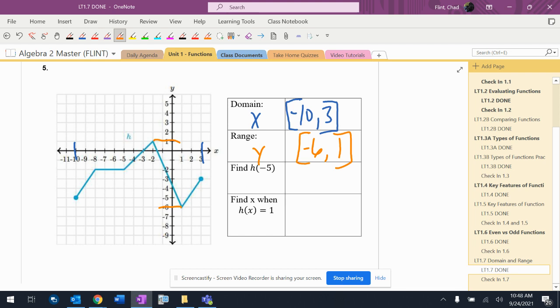Find h of -5. That means x equals -5. What the heck is y? So x is -5 right there, which is the point (-5, -2). So that answer is -2.